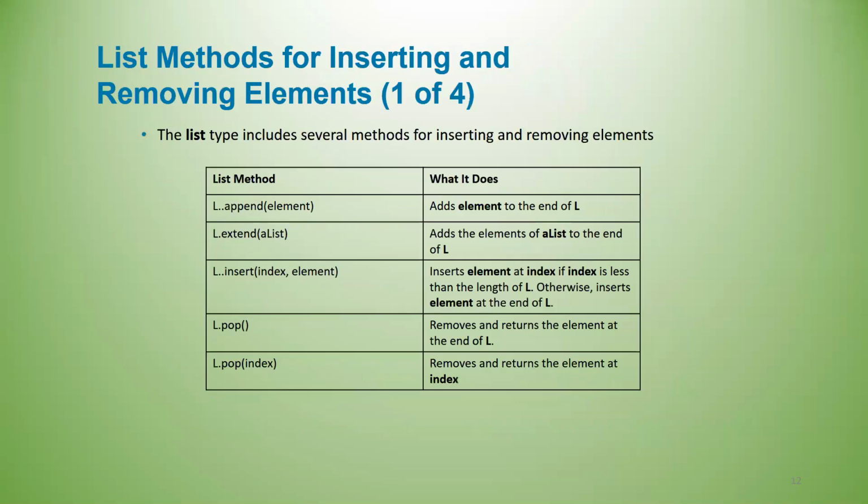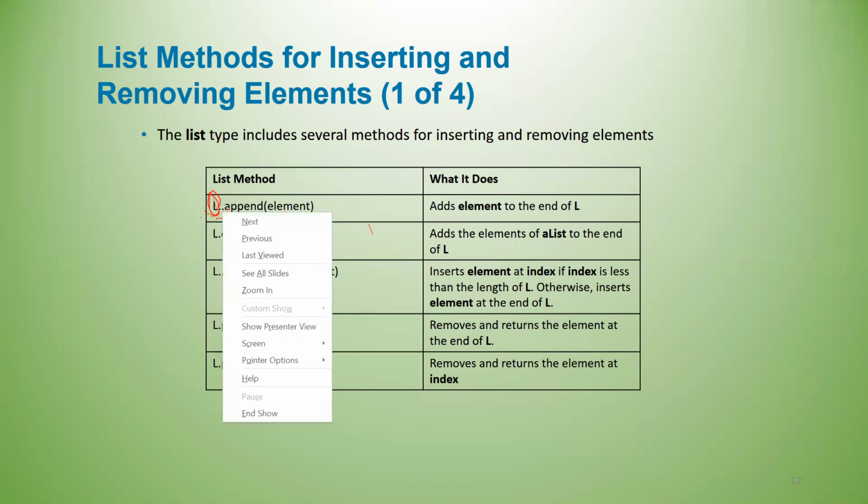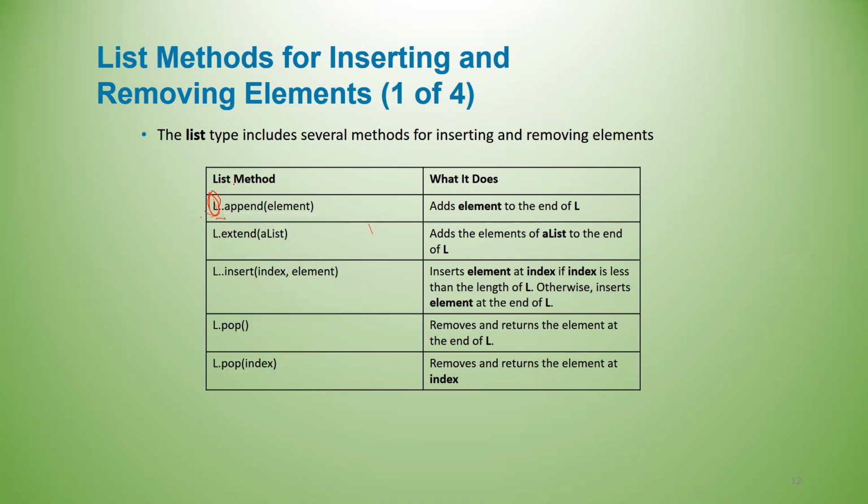I think that was the end. So now let's look at the list methods for inserting and removing elements, okay? So the first one is L. It's just the name for a list. Whatever your list name is, you use your list name, okay? Not simply L. This L is just representing a generic list name. So L dot, remember you always have to use the dot, right, to call a method. So these are list methods.